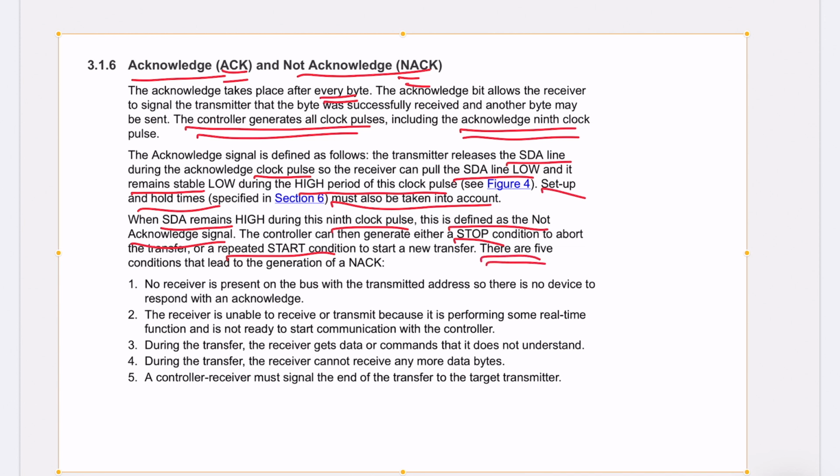Now from here we can see there are 5 conditions that lead to the generation of a NACK. 1. No receiver is present on the bus with the transmitted address, so there is no device to respond with an acknowledge. 2. The receiver is unable to receive or transmit because it is performing some real-time function and it is not ready to start communication with the controller. 3. During the transfer, the receiver gets data or commands that it does not understand. 4. During the transfer, the receiver cannot receive any more data bytes. And 5. A controller receiver must signal the end of the transfer to the target transmitter.